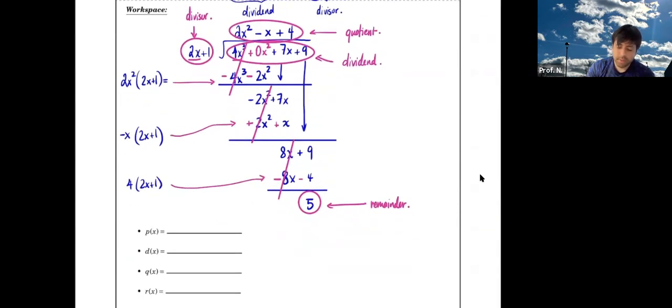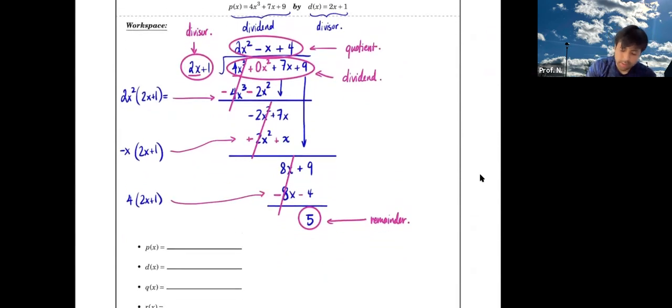And then this P of x, D of x, Q of x is exactly what I just wrote out. So P of x here obviously is what we're given, 4x cubed plus 7x plus 9. D of x is what? 2x plus 1. Q of x is what? 2x squared minus x plus 4. And R of x here is 5. Okay, so again, I just labeled what the dividend, divisor, quotient, and the remainder are.